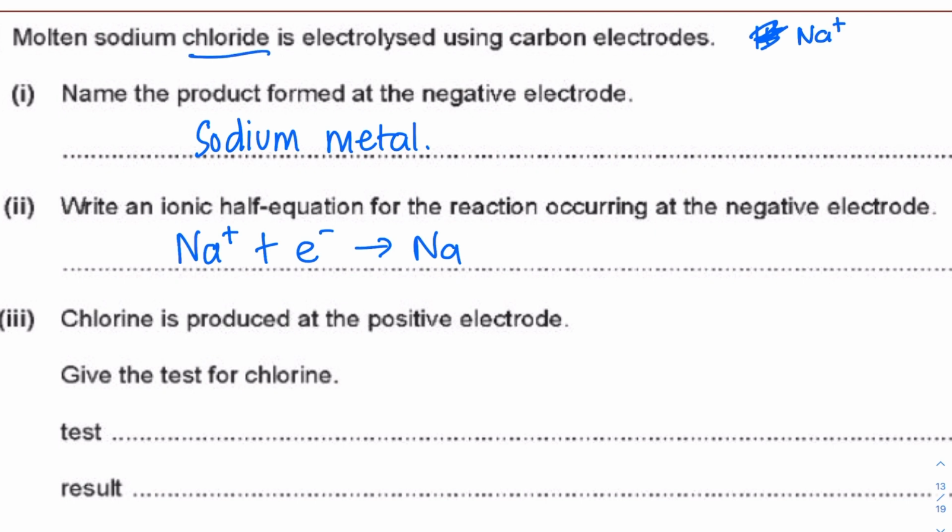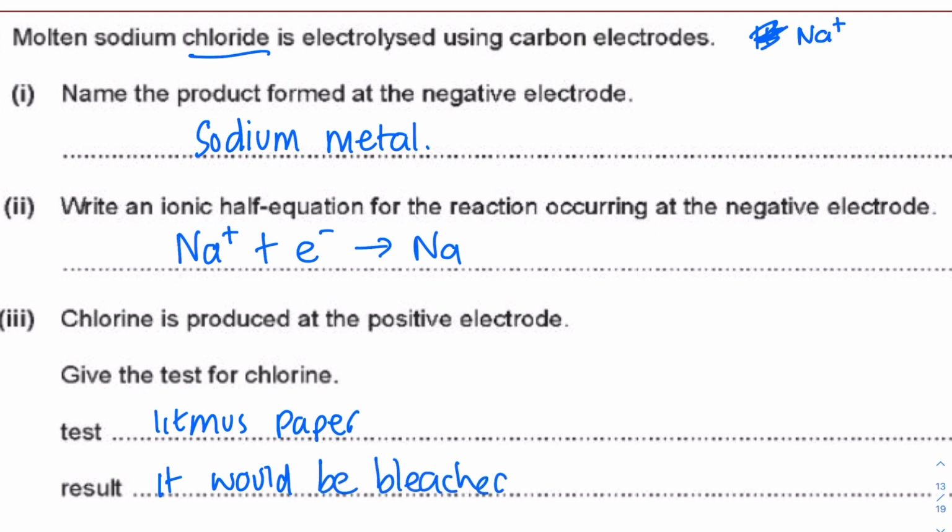Give the test for chlorine. The test is that you would use litmus paper, and the result is it would be bleached. You can say it goes white if you want to, or the colour would be bleached. So you can use any kind of litmus paper for that. It doesn't make any difference whatsoever. All litmus paper is going to be bleached.